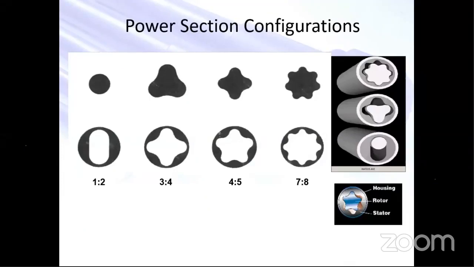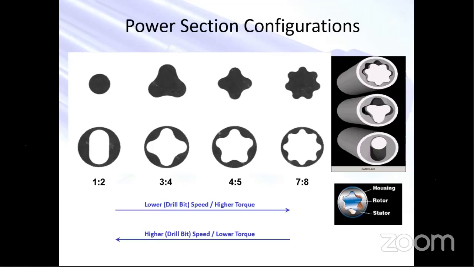Here we have a top view of a power section for a motor or power pack. We have the stator and rotor. We have configurations 1:2, 3:4, 4:5, 5:6, 7:8. So the first number, if we take 7:8 as the example, the 7 is the rotor lobes, and 8 represents the stator lobes. The more lobes, the lower the speed and the higher the torque, and the fewer lobes, the higher the revolution and the lower the torque.